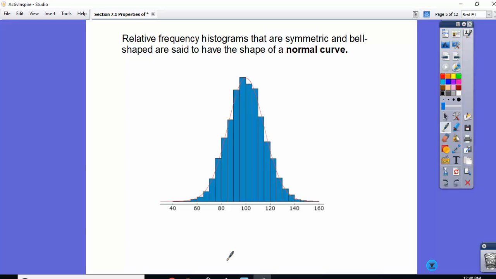So if I were to look at a histogram of my relative frequencies, we know that anything that is nice and symmetric, we've called those bell-shaped in the past. Those represent what we call the normal curve. So we've looked at histograms before, and we've said skewed left, skewed right, bell-shaped. Now we're learning bell-shaped is normal. That's what our normal curve looks like.